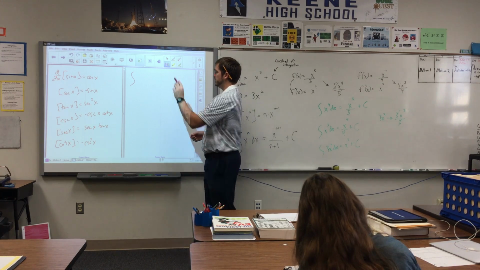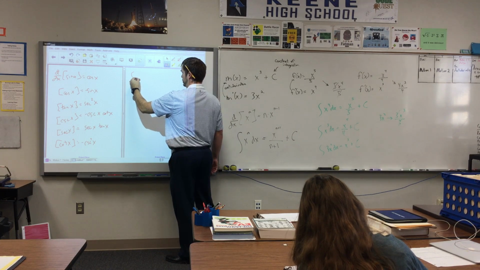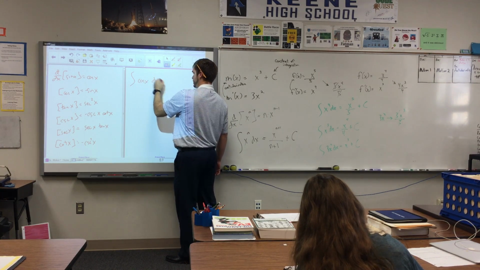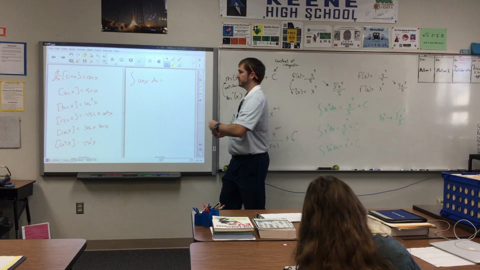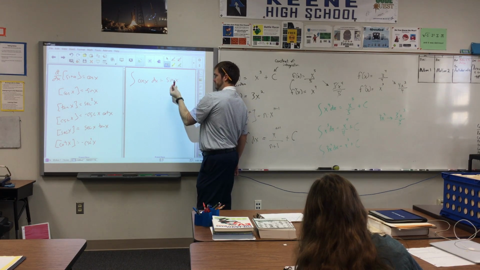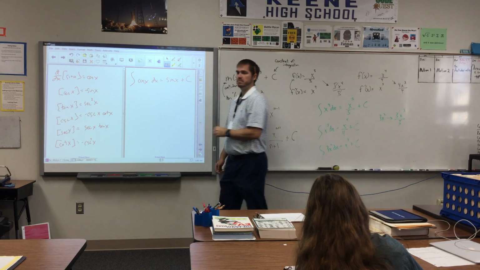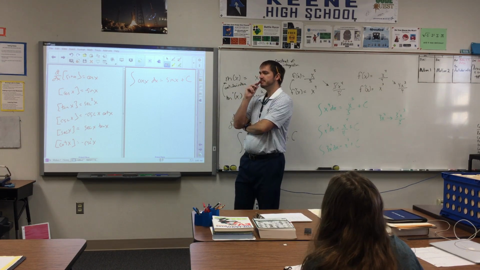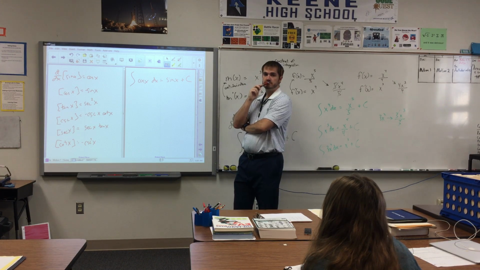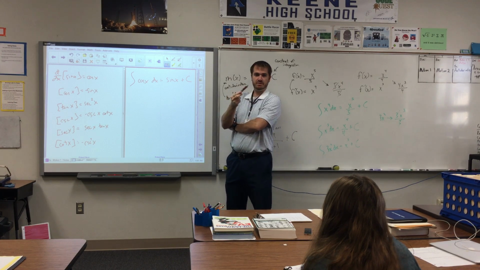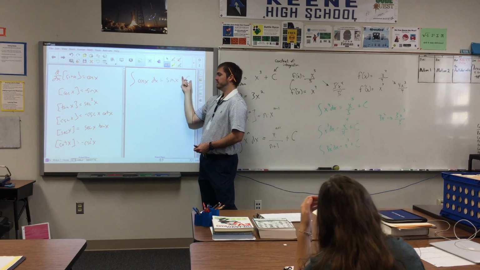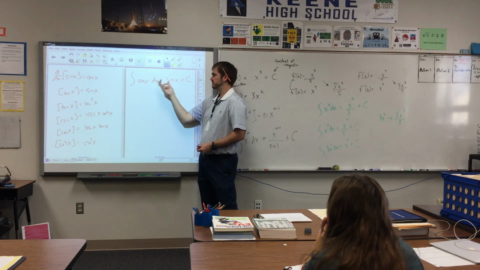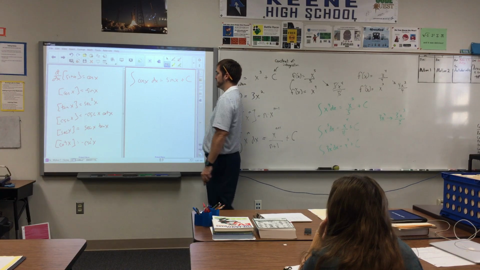Alright, so the antiderivative of cosine is sine plus C. If you're not sure, you want to just check it by doing the derivative. What's the derivative of sine x? Cosine x. What's the derivative of C? It's a constant, so 0. So yes, the derivative of sine is cosine.